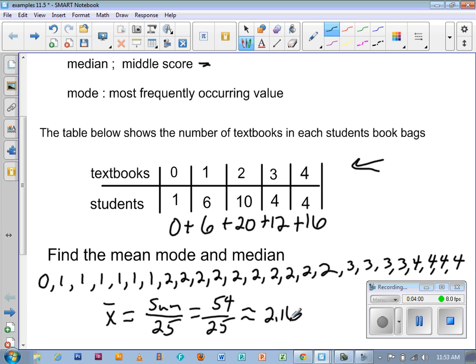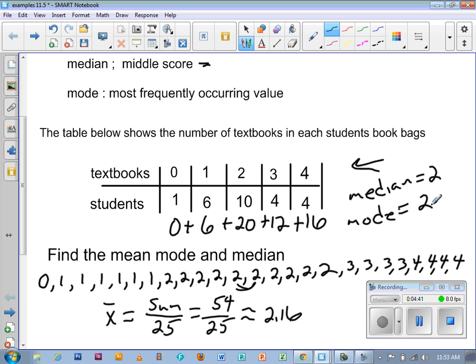Now, the middle score is right in the middle, and one way of finding this is making a list of all your numbers. In this case, it's going to be between the 12th and the 13th student. So let's count over: 1, 2, 3, 4, 5, 6, 7, 8, 10, 11, 12, right between these two. If we average those two, that's going to be our middle score. So our median, we would classify that as 2. The middle score. And then, of course, the score that occurs the most often, the mode, in this case, is going to be 2, because the table tells us there are 10 2s.